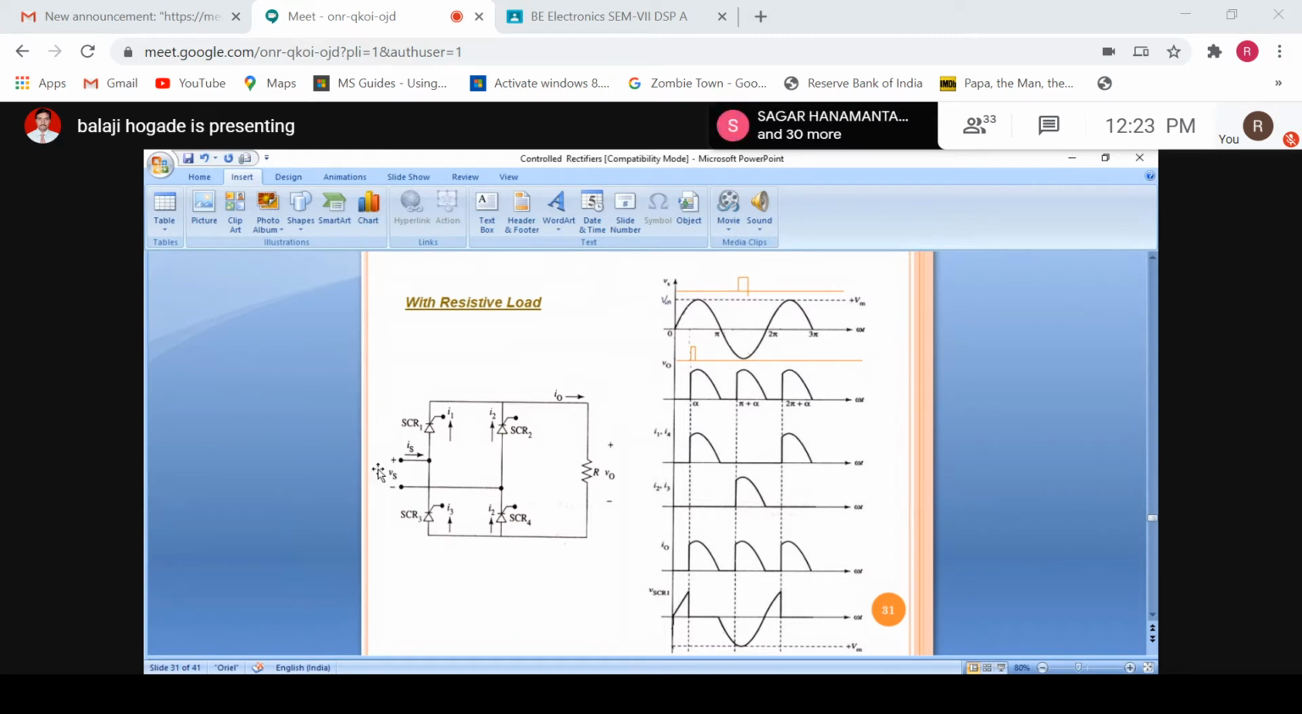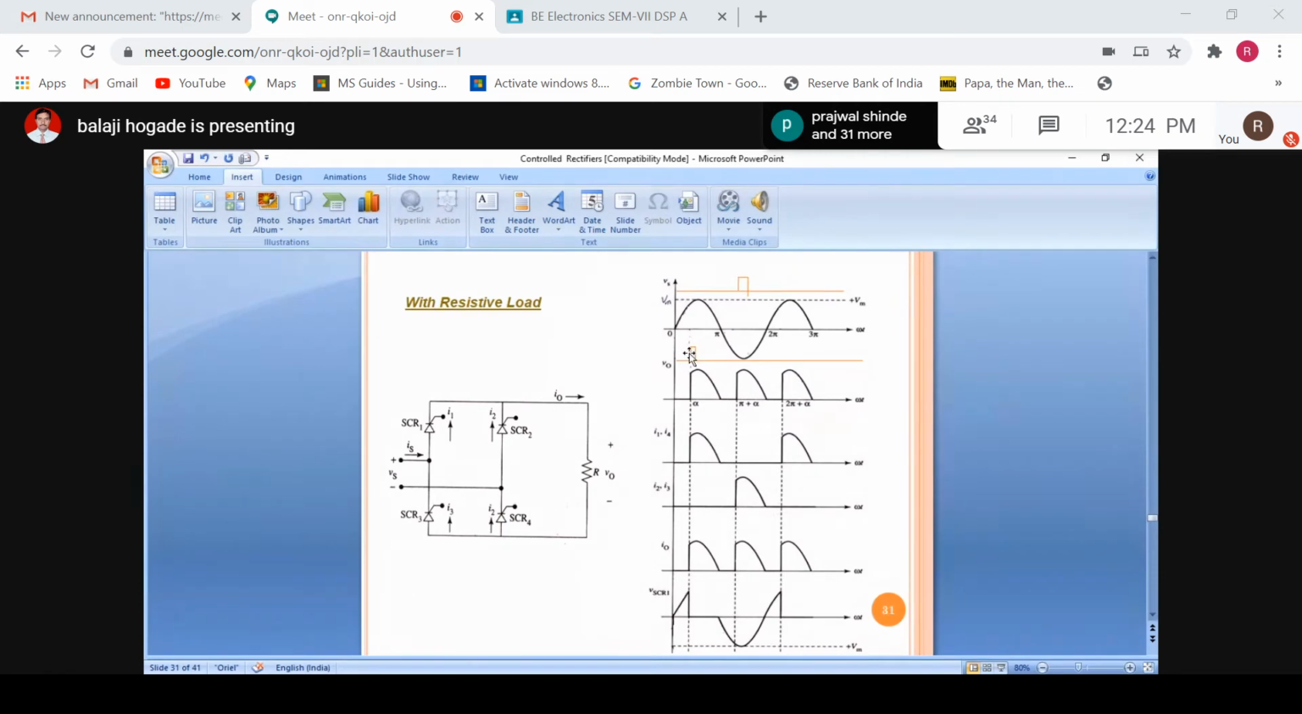Now the working of this circuit: as soon as AC is applied to the gate, SCR1 and SCR4 will be forward biased. Why? Because the anode of SCR1 is at highest potential, that is positive, and the cathode of SCR4 is at negative maximum potential. So this is forward biased and this is also forward biased. So the pair of SCRs 1 and 4 are forward biased during positive half cycle, and we apply the gate pulse to SCR1 and SCR4 simultaneously at an angle omega t is equal to alpha.